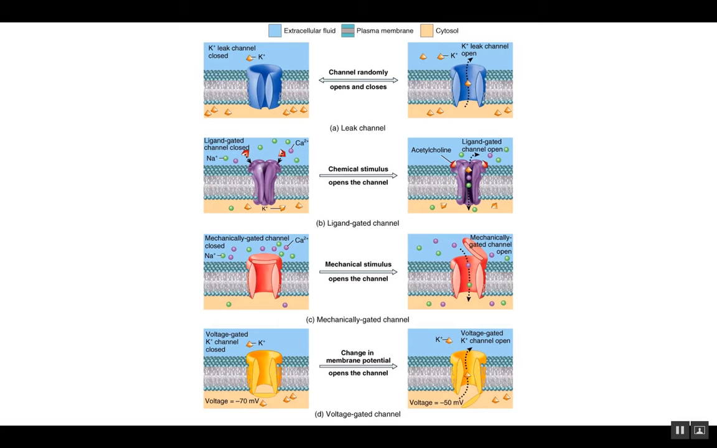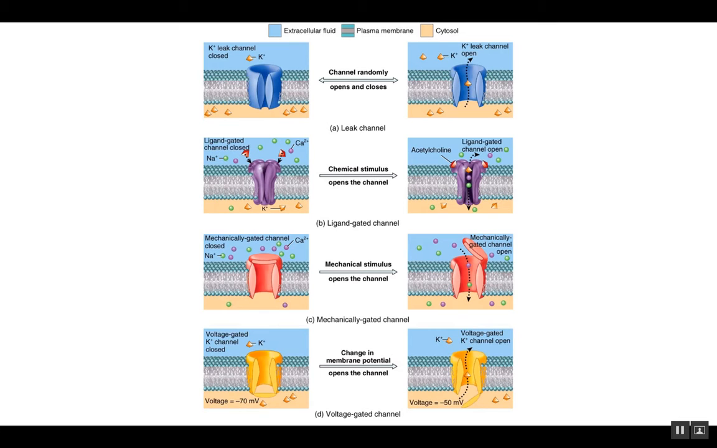Then there is a stimulus quite often for the opening or closing of the channel. That's what this diagram is talking about. There are different ways to open a channel. One type of channel is known as a leak channel or non-gated. With leak channels, there's no stimulus that opens or closes the channel. The channel kind of opens and closes randomly. So there's no specific stimulus to open the channel.